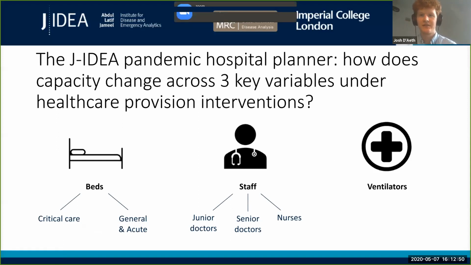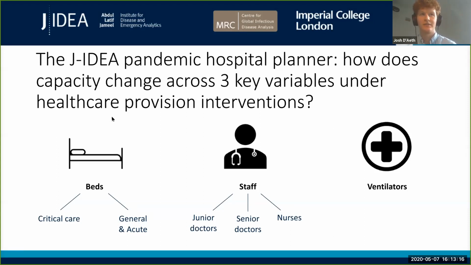We take a holistic view of healthcare capacity, incorporating three key variables that enable a system to provide healthcare: beds, staff, and equipment. We further break down beds to both critical care beds and beds on general and acute wards, while staff are partitioned into nurses, junior doctors, and senior doctors, who are generally in charge of clinical decisions on a ward. Finally, given the pathology of COVID-19, we also model how changes in ventilators affect critical care capacity.